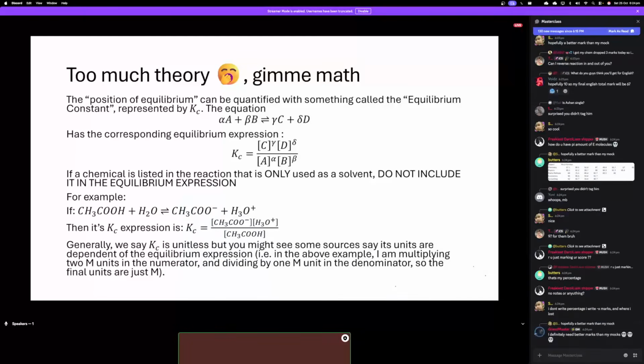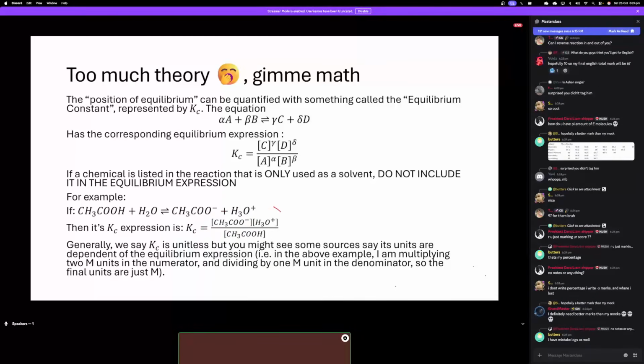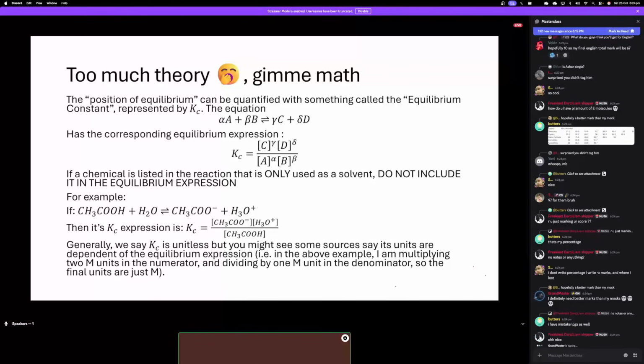And the Kc expression is this H3O plus to the power of 1, because there's a 1 in front, and divided by CH3COOH, which is acetic acid. Notice I did not write the concentration of H2O, because H2O is a solvent, right? In this case, H2O is a solvent, so it is not participating in the reaction, and we just leave it like this, right?